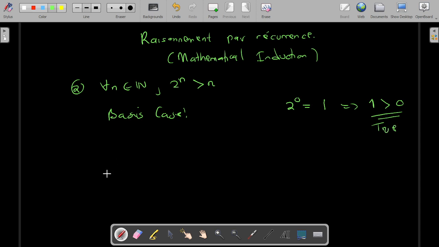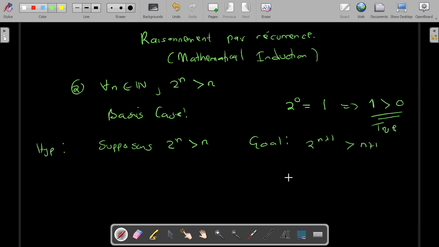So we can now proceed to the induction hypothesis. I'm going to write hype here for our induction hypothesis. So suppose we have 2 to the power n strictly bigger than n. Now what is our goal? Our goal is to show that 2 to the power n plus 1 is strictly bigger than n plus 1.